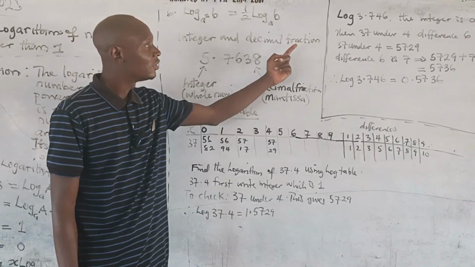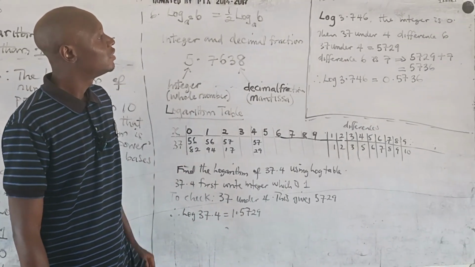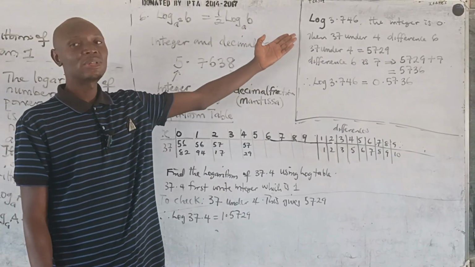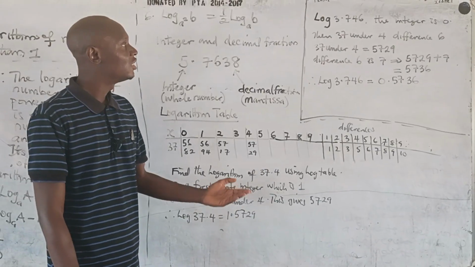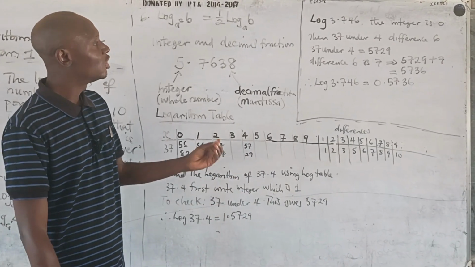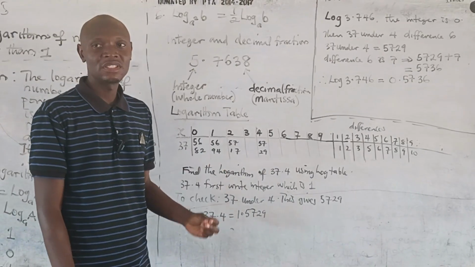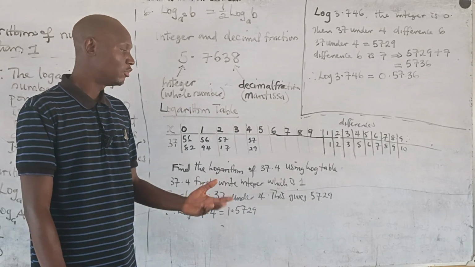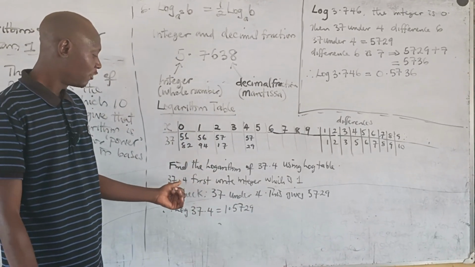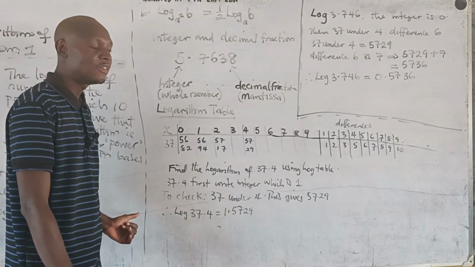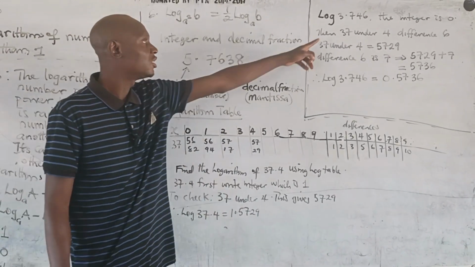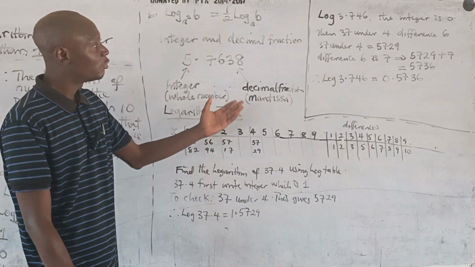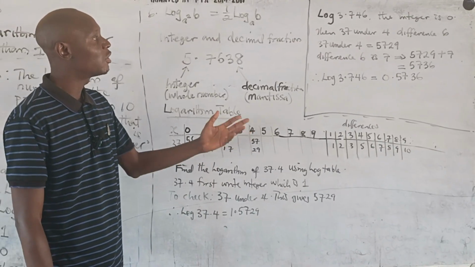So, using the log table to find the log of 3.746. Now, if I want to express this in standard form, 3.746 gives me 3.746 times 10 raised to power 0, because the point is not moving. In the first example, the point moved once to the left hand side. But here the point is already between the first digit and the second digit. So the point is no more moving, and the integer will give you 0.